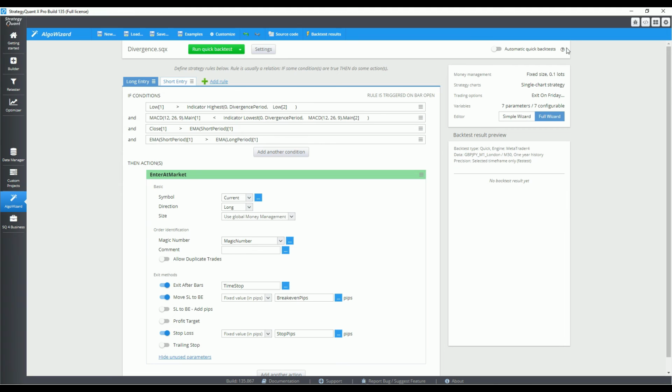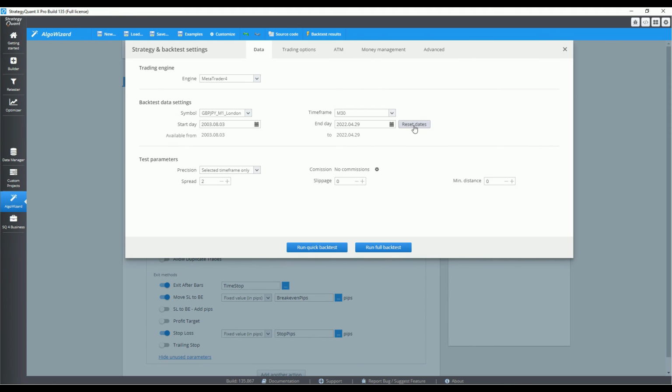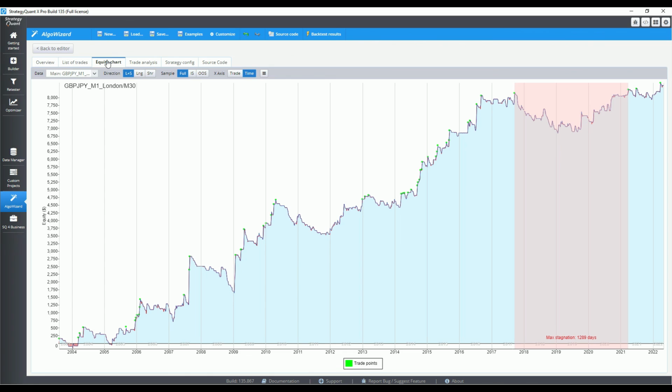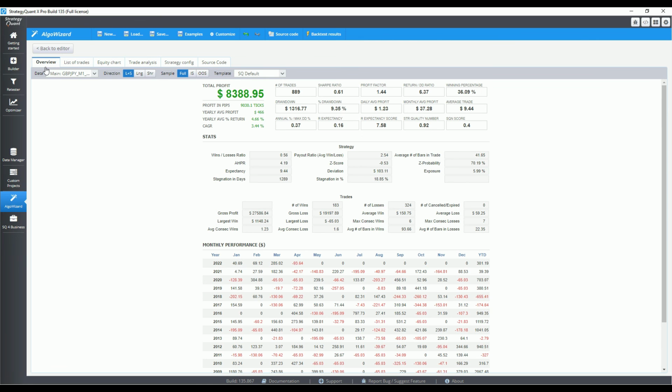Momentum divergences don't occur that often, so I will max out my backtest period to about 18.5 years. We have a healthy sample of about 900 trades here. There is some stagnation towards the end of the backtest, which the strategy has recently recovered from. You may obtain better results with some careful parameter optimizations or by trading on a different market.